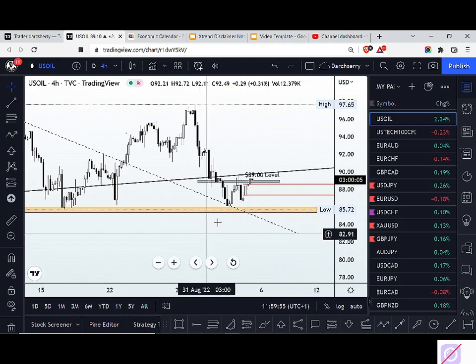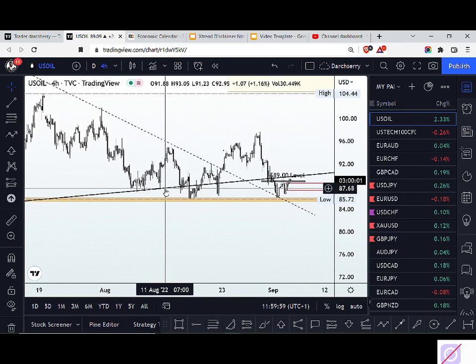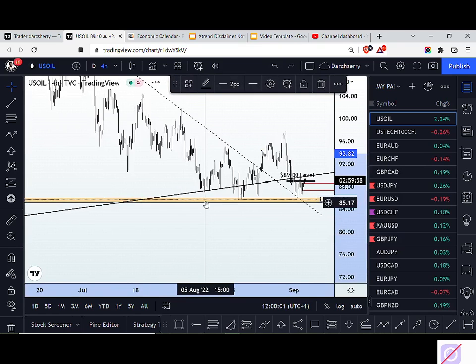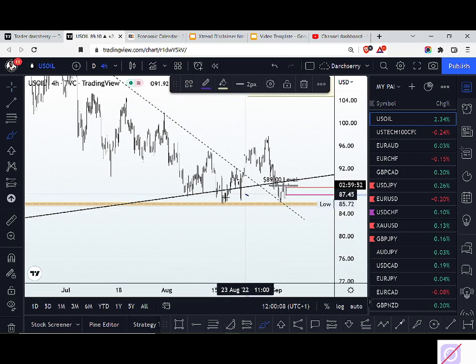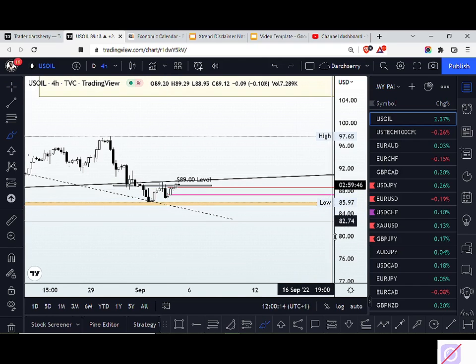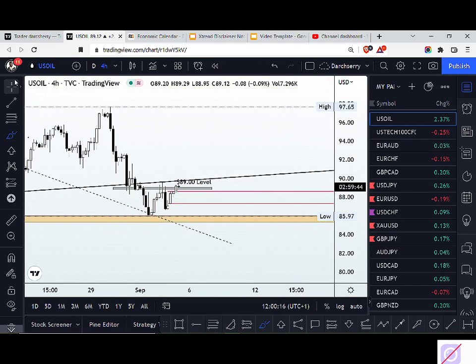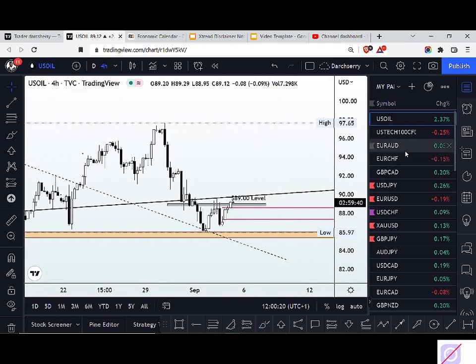So I'm still tending towards the bullish momentum on the US oil, considering the bullish trend line that has been respected and the $85 level, which we identified on the daily time frame, that has been holding price action in the last 4 to 5 weeks now. So let's see how price plays out. We'll come back here tomorrow to evaluate how well this position has been.